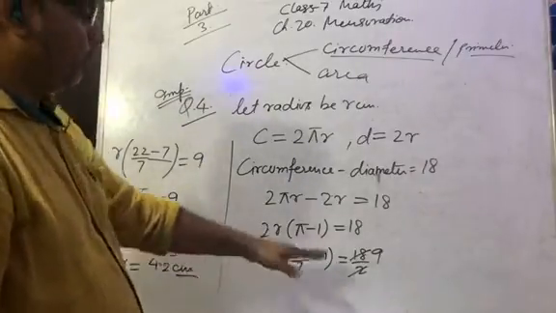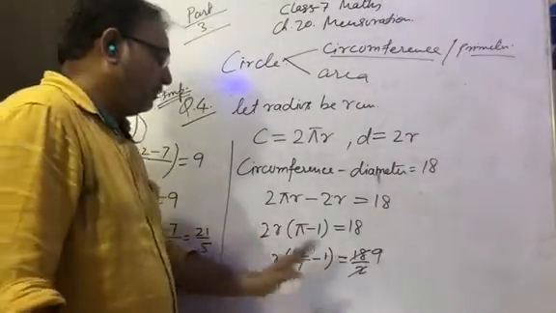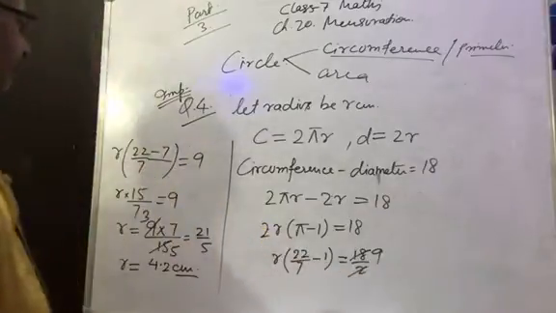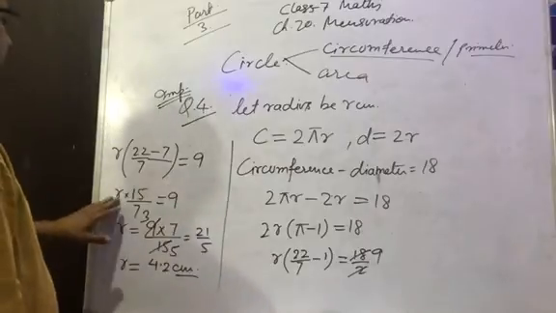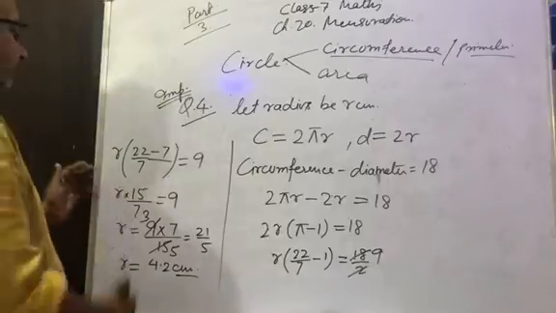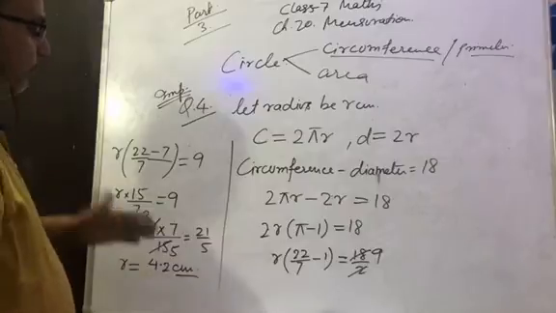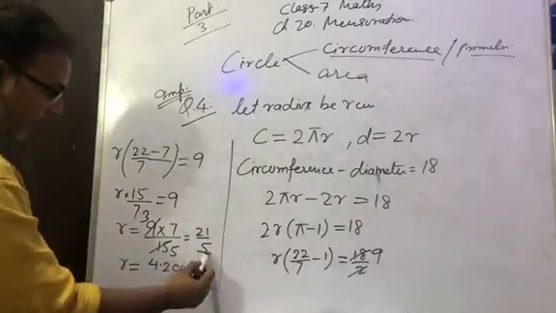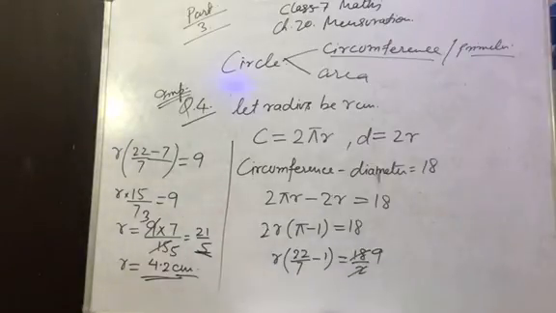And you can transfer 2 to the other side also. If you want to solve it at the last, you can. So I just transfer this to the other side. Now it becomes 9. So r into 22 minus 7 upon 7 is equal to 9. So r multiplied by 15 upon 7 is equal to 9. Now transfer 15 upon 7 to the other side. It will be r is equal to 9 times 7 upon 15, which is equal to 21 upon 5. And we just divide it, then get the answer, 4.2. 4.2 is the radius of the circle.